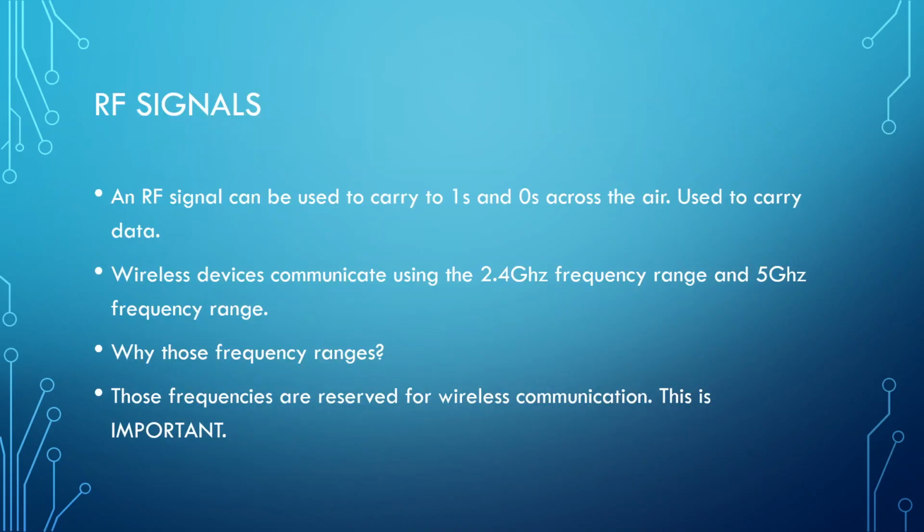Like I said before, RF signals can be used to carry ones and zeros, so data across the air. Wireless devices communicate using two frequency ranges, the 2.4 gigahertz and the 5 gigahertz frequency range. Now, why did we choose those frequency ranges? The most important thing to remember is that these frequencies are reserved for wireless communication. Because they're reserved, you can't use these ranges for anything other than wireless communication. And that's very important, because you don't want to have interference.